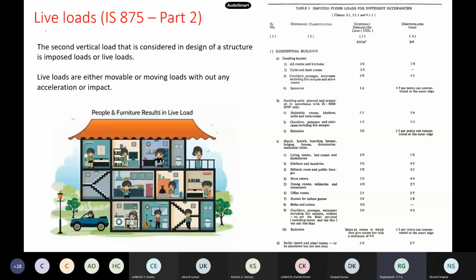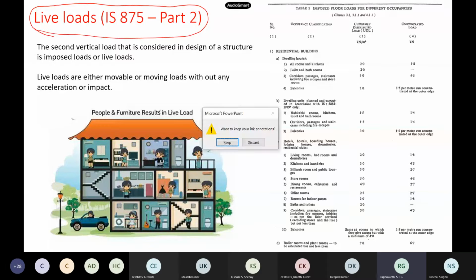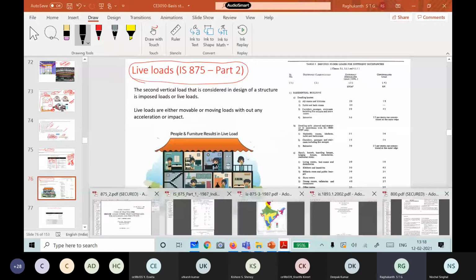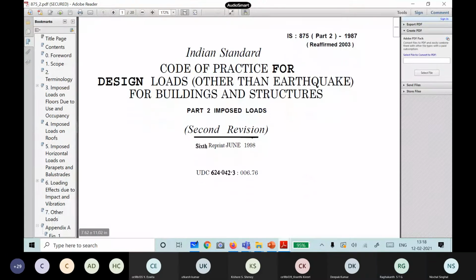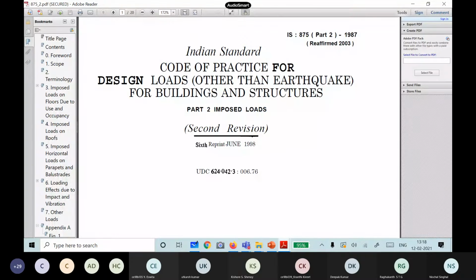For live loads, our code clearly specifies IS 875 Part 2. So let us see what is IS 875 Part 2. I will show you the code also. I will send it to all of you on WhatsApp also. This is our IS 875 Part 2. You are able to see the PDF, right? Yes, sir.